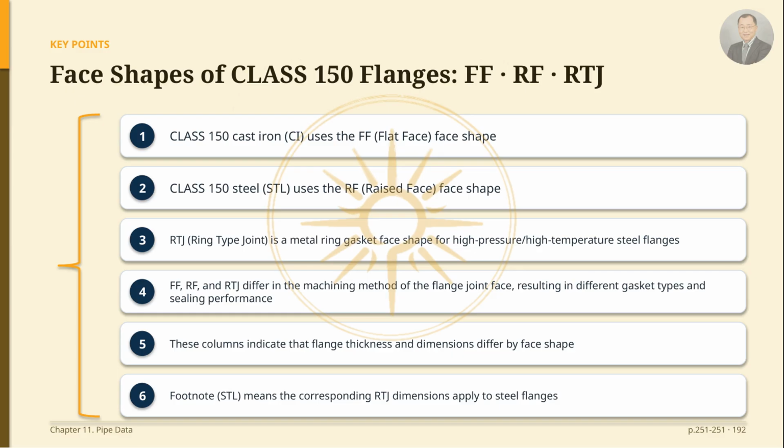This is a face shape for steel flanges where a metal ring gasket is inserted for sealing under high pressure or high temperature conditions. As such, FF, RF, and RTJ differ in their joint face machining methods, leading to differences in the types of gaskets used and their sealing performance. In the table, flange thickness and dimensions are listed separately for each face shape. The STL notation at the end indicates that these RTJ dimensions apply to steel flanges.